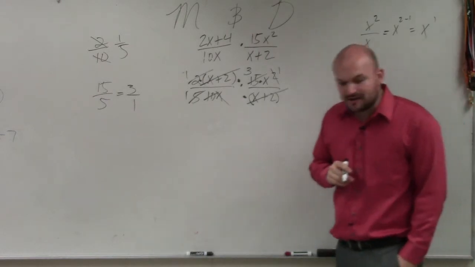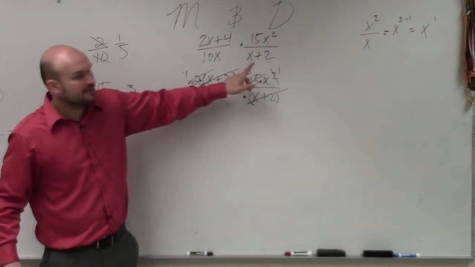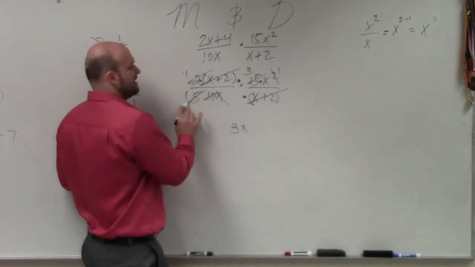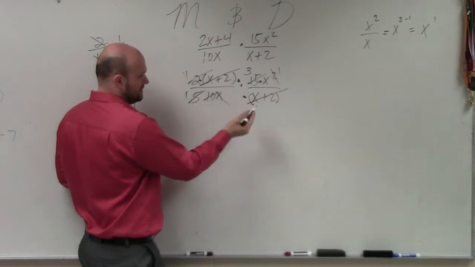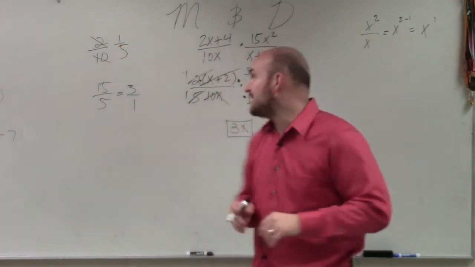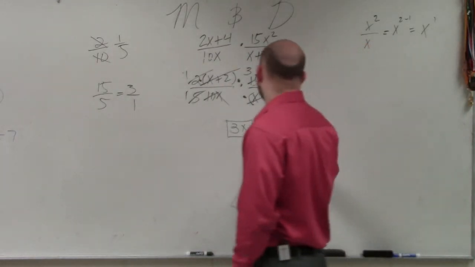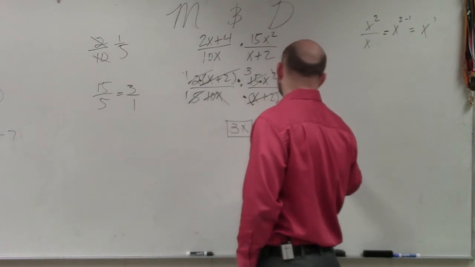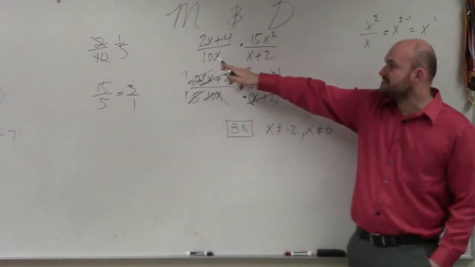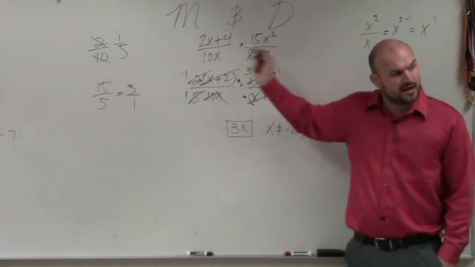So now, left over in this problem, Miriam, what I have is 3x to the first power, and in my denominator I don't have anything left. So I just have 3x. But now I want to go back to my constraints and ask, what was in my denominator? What could make my denominator 0? I could say x cannot equal -2, and x cannot equal 0. Because if x was 0 here, everything would be 0. If x was -2 here, everything would be 0.